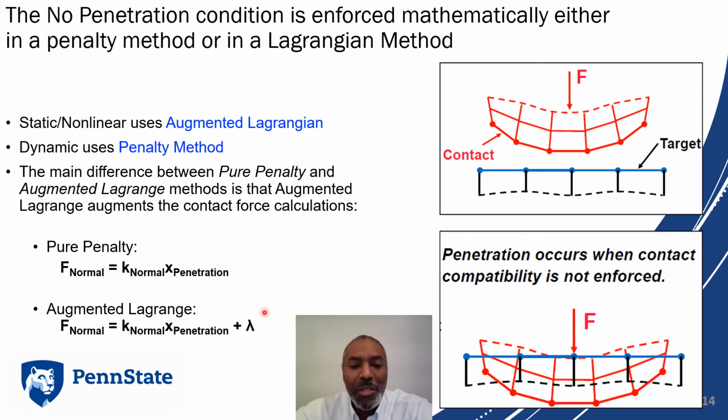An augmented Lagrange method does something like this, where yes, we have this stiffness, yes, we have this penetration distance, and we can calculate some pushback for that, but we also have this extra term.